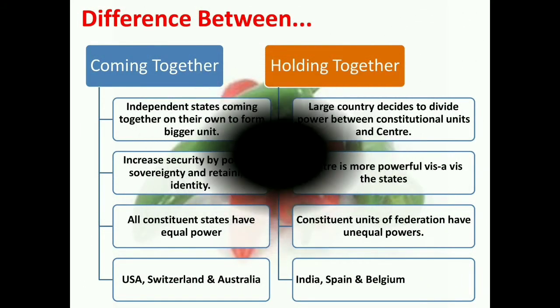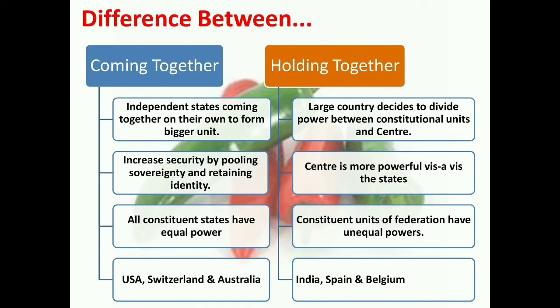The Indian federation can also be divided into two types. The first is the coming together federation. In this coming together federation, independent states come together on their own and try to make bigger units by joining together. That is called the coming together federation. Here, it increases security by pooling sovereignty while retaining identity.